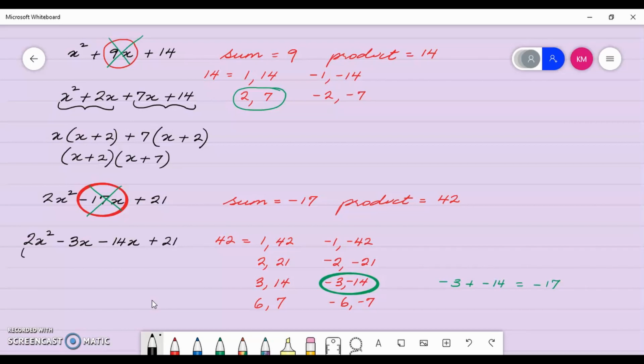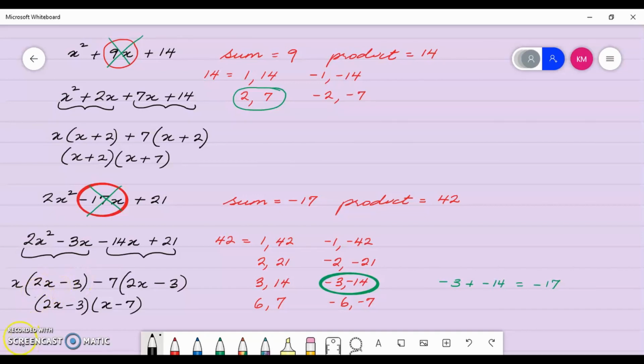So now I can group my terms, and I'm going to take out x here, so I remain with 2x take away 7, and I can take out 3 here, and I remain with 2x take away 7, and now I can take out 2x take away 7, and I'm left with here x take away 3. And there you have it, your quadratic factorization.